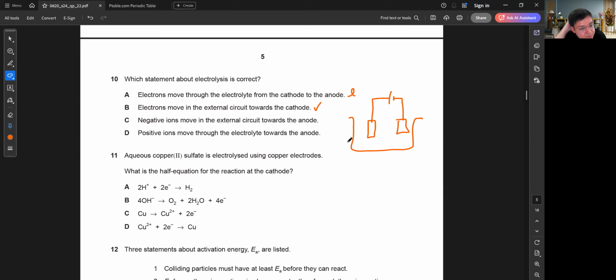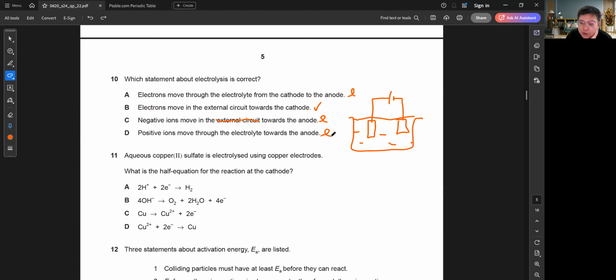All right. C, negative ions move in the external circuit. Oh, no, negative ions are inside the electrolyte, which is our liquid inside here. And if it's in the liquid, it can only move in the liquid. So it's not in the external circuit. It should be the electrolyte. So this is wrong. C is out. D, positive ions move through the electrolyte towards the anode.